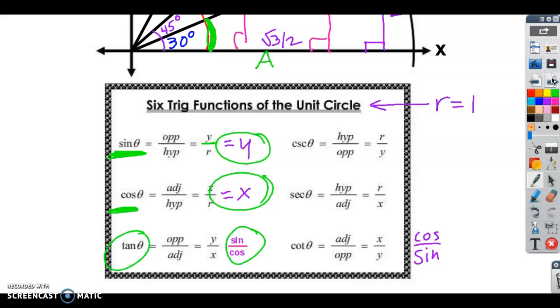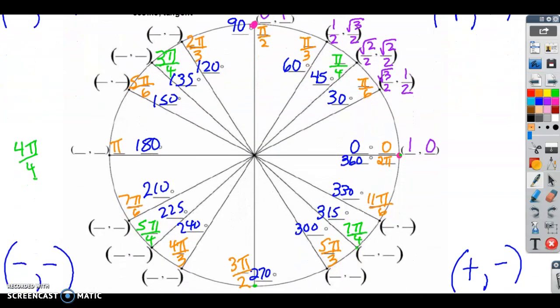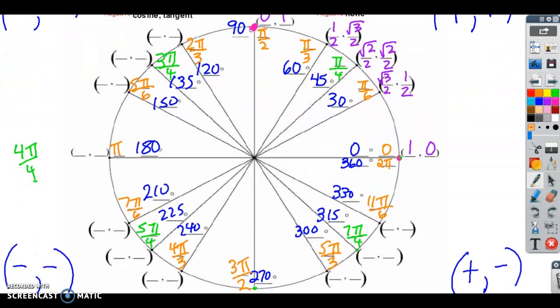That's good enough for now, but make sure you fill this in if it's not filled in your notes. All right, let's go back to the unit circle here. Now that we've got these values, let's go back to the original 30, 60, 90 triangle here, right?